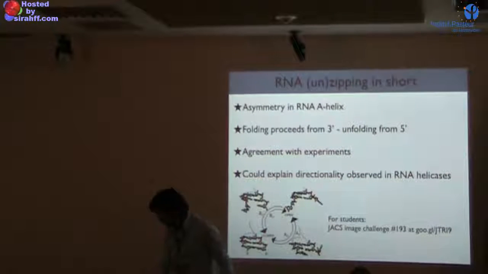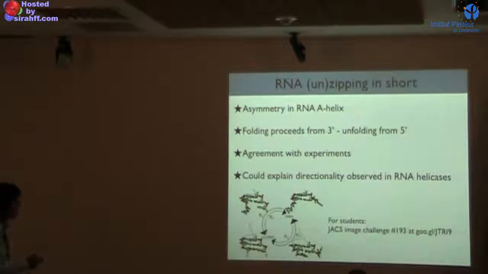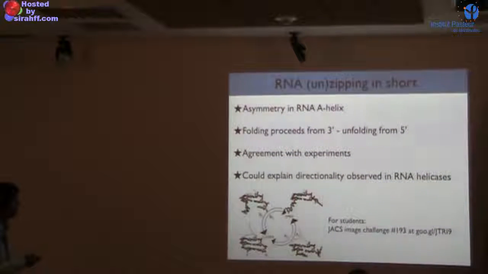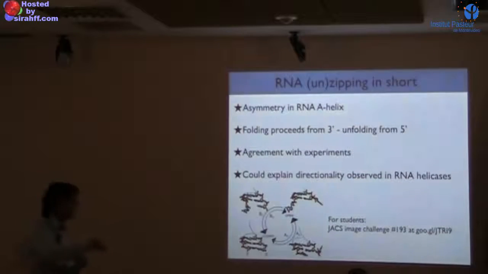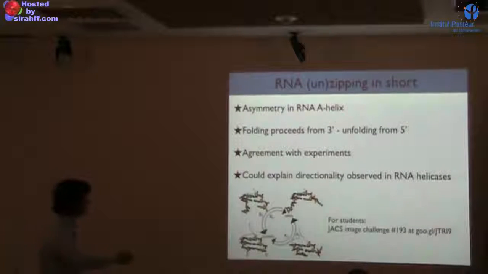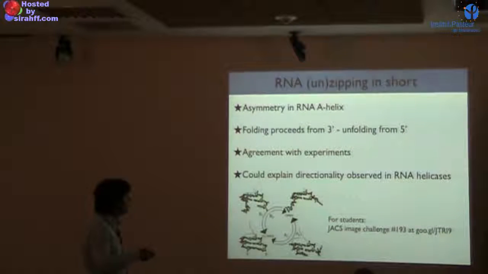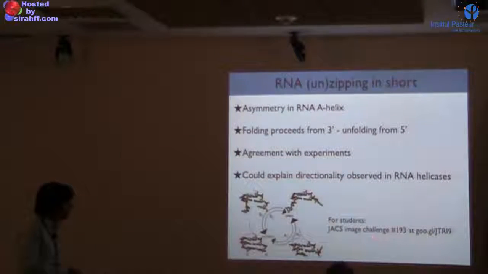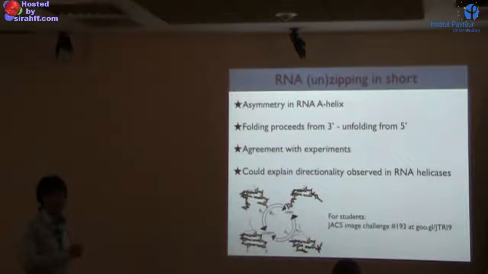Okay, so let me just summarize this part and then we go to the other part. The idea of this work was to try to characterize the asymmetry in the RNA double helix and to try to distinguish between the two termini. And we realized that folding should proceed from the 3' terminus and unfolding from the 5' terminus. And this could have an impact on the biology of RNA helicases. If you want to test if you really understood this part of the talk, we have prepared a JAX image challenge, so you can go to this website and play with it and see if you give the correct answer.